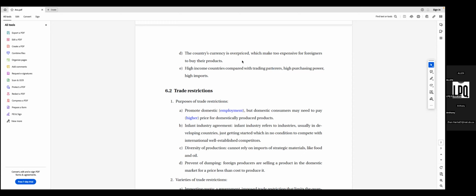If your currency is appreciated and overpriced, that means your currency is too expensive for foreigners. Foreigners need to use a lot of their own home currency to convert to your currency. So if your currency is overpriced, the goods and services made by your country could be very expensive for those foreigners.